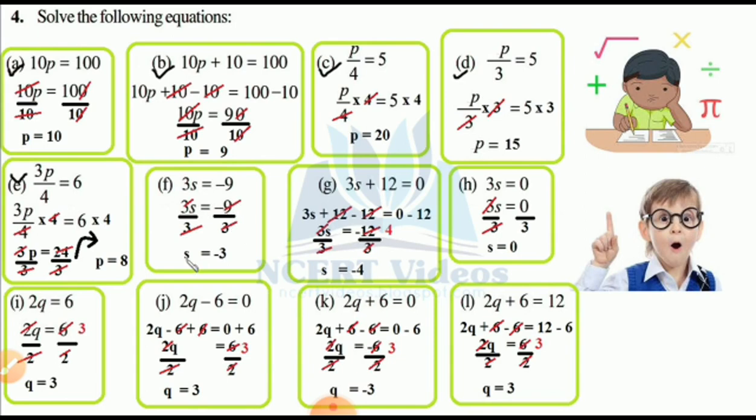3 will cut and 9 upon 3, that means 3 1s are 3, 3 3s are 9, but the minus sign should be there. G. 3s plus 12 is equal to 0. I want to remove 12. It's a plus sign, that means I will subtract 12 on both the sides. Left side only 3s is left, equal to 0 minus 12. Divide 3 both the sides, 4 3s are 12. So s is equal to minus 4 is the answer.